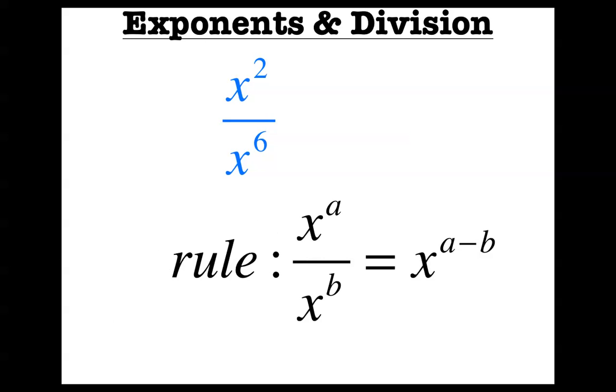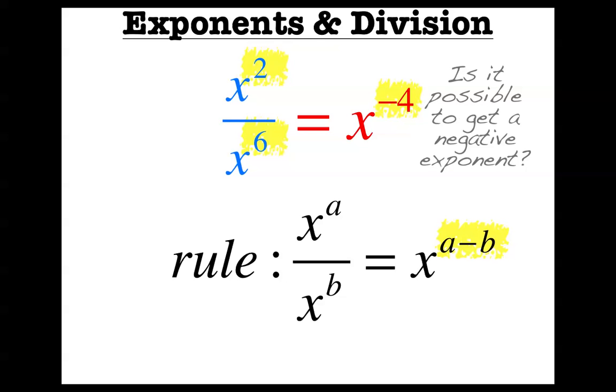Okay, so we're doing exponents and division. But what happens when the top number is smaller than the bottom number? You know you're supposed to subtract. We're supposed to do 2 minus 6 here, right? But 2 minus 6 is negative 4.